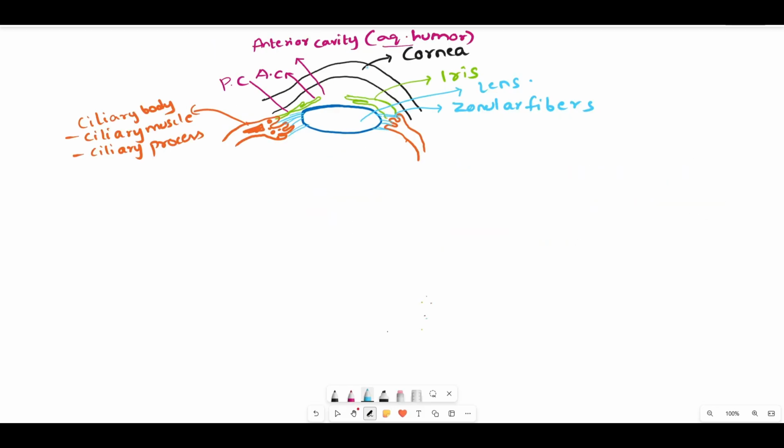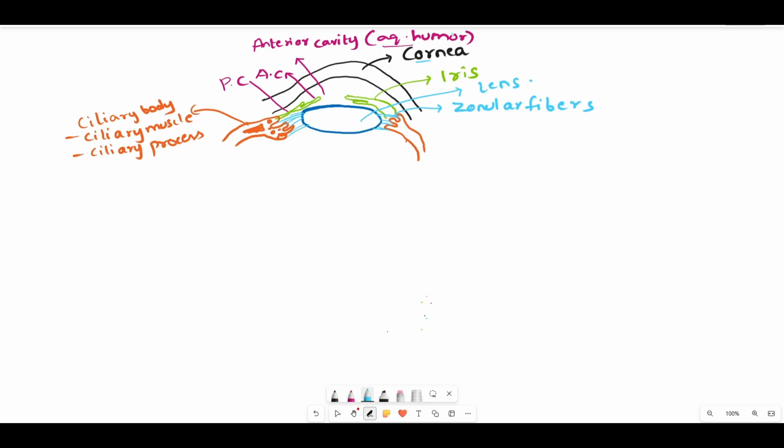This outermost part, this black colored one, we will be calling the cornea. It is the transparent layer, and it refracts the light and also protects the eye. Coming to the next part, inside the cornea there is a space, which is called the anterior cavity. It is simply the space which is filled with the aqueous humor.